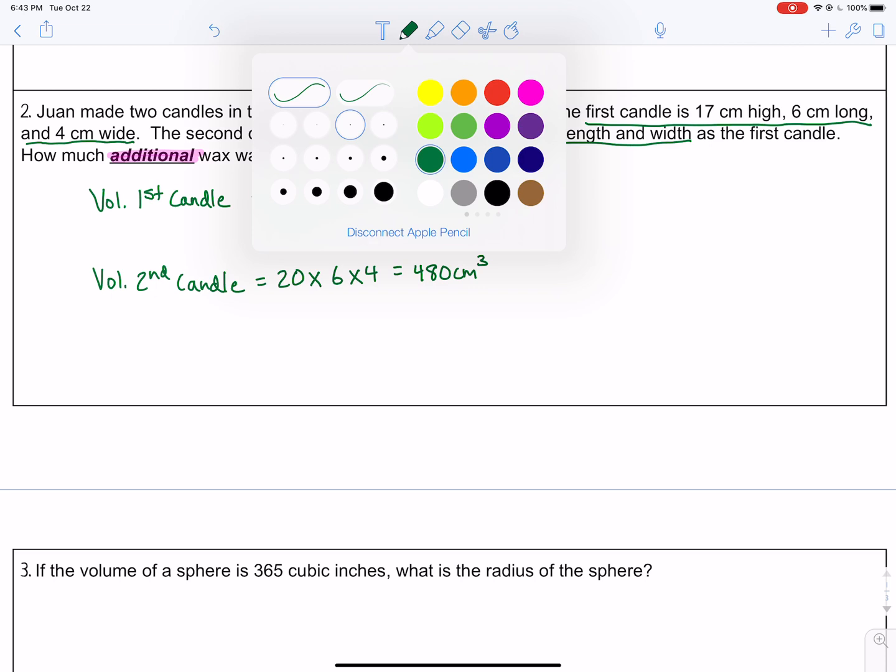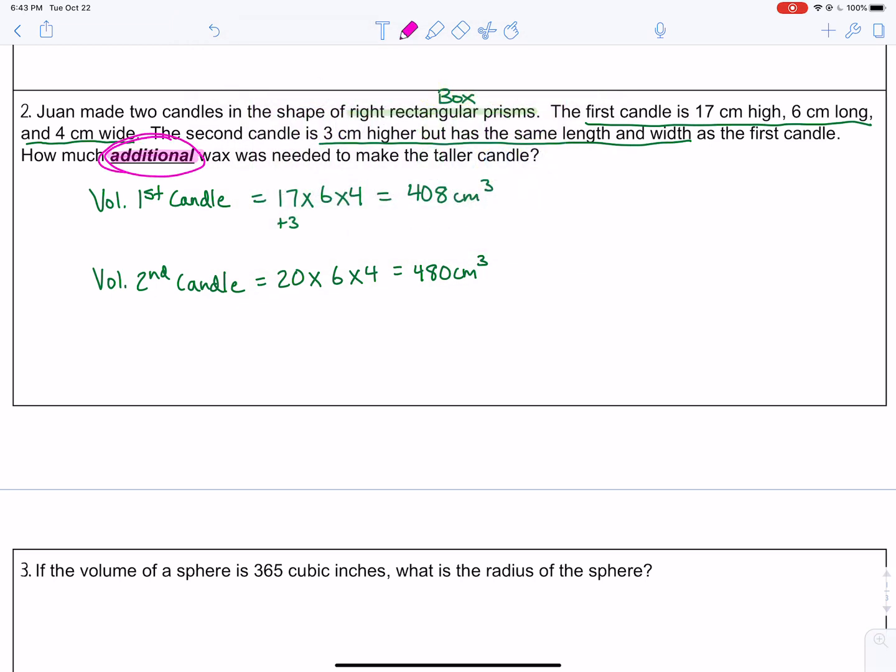And then remember, we're being asked about how much additional wax was needed to make the taller candle. So we need to say 480 minus 408 would give us 72 cubic centimeters more wax would be needed.